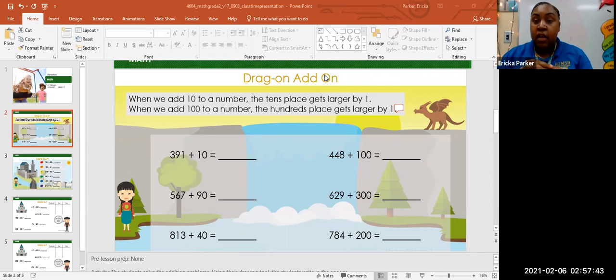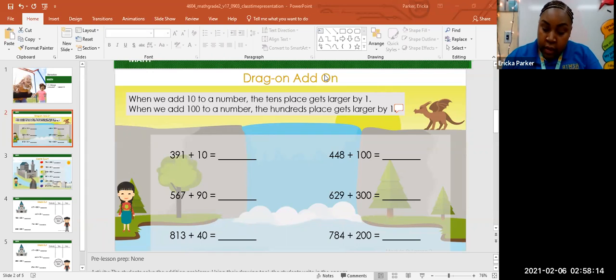Now, with these problems, they are pretty simple. Sometimes you're either going to add 10 to the number or add 100 to the number. When you add 10 to a number, the tens place gets larger by 1. And when you add 100 to a number, the hundreds get larger by 1 as well. So let's take a look at these. Look at this first one.